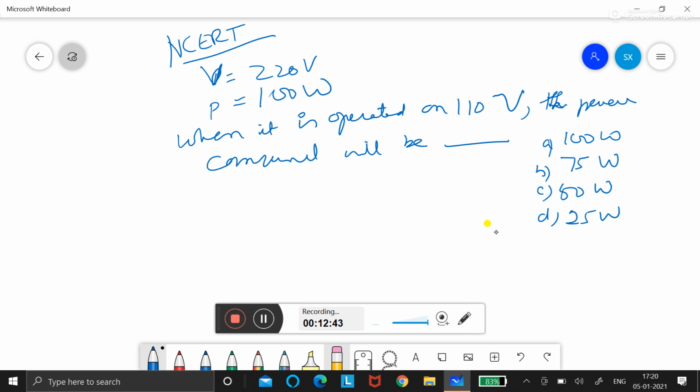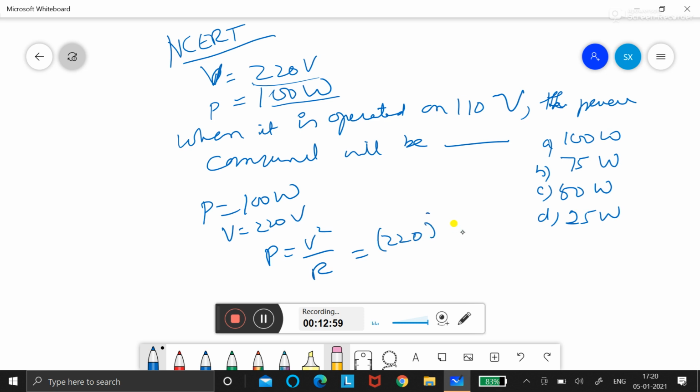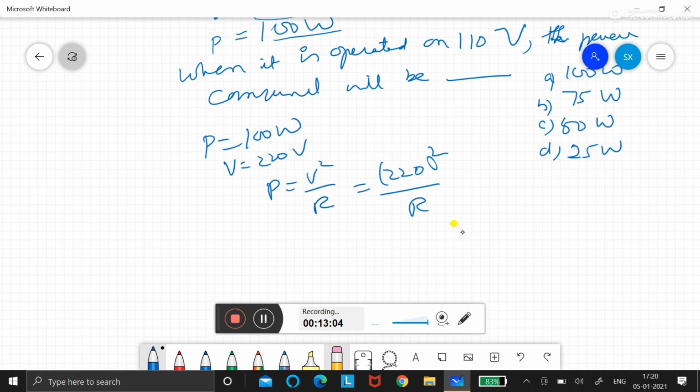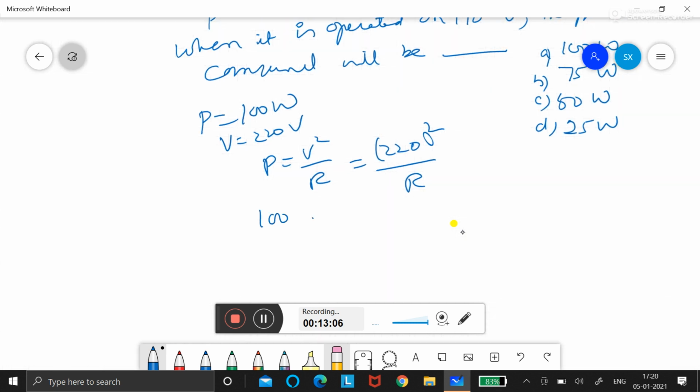First, in the first case, 220 V, 100 watt is given. So P is equal to 100 watt and V is equal to 220 V in the first case. So P is equal to V square by R formula will be used. 220 the whole square divided by R. Find out R because P is 100. So 220 into 220 divided by R.